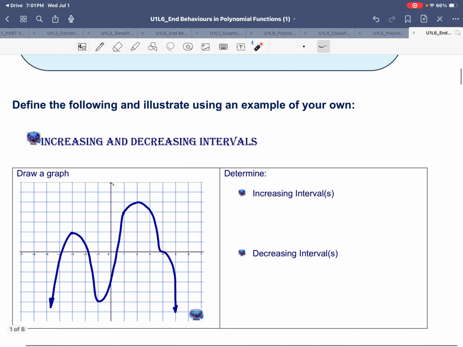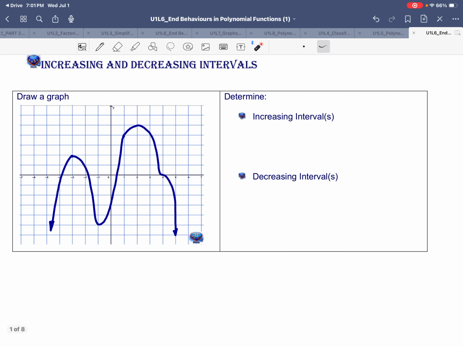So what you see here is a graph of a polynomial function. And I want you to think, to determine the increasing and decreasing intervals, we must first focus on which key points on the graph. So always remember that increasing and decreasing intervals are separated from each other at the minimum or maximum points on the graph. So at the higher or lower points on the graph.